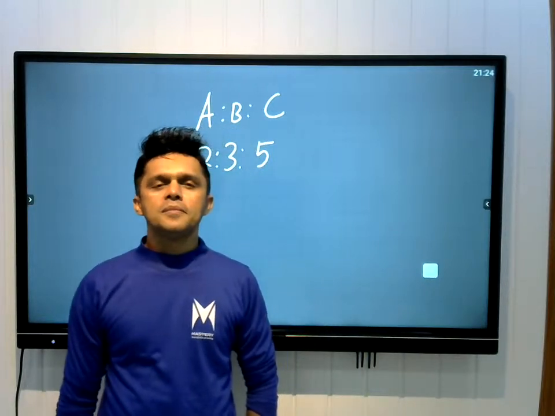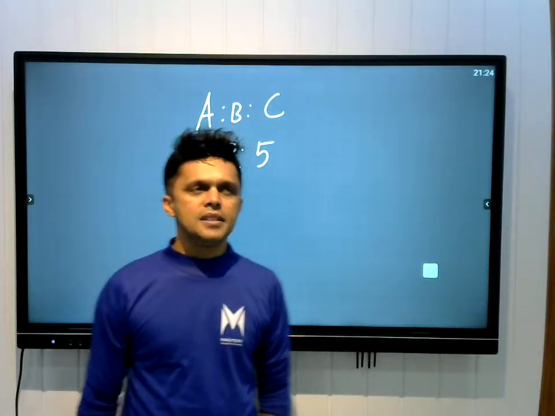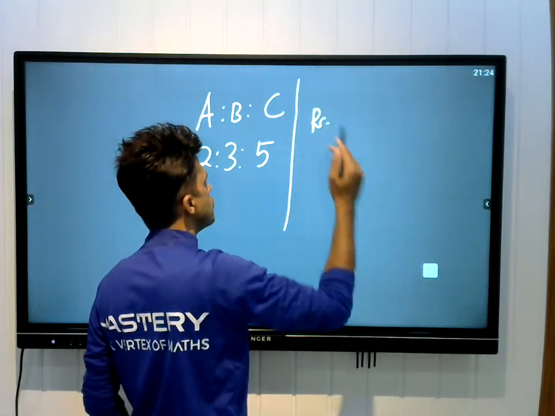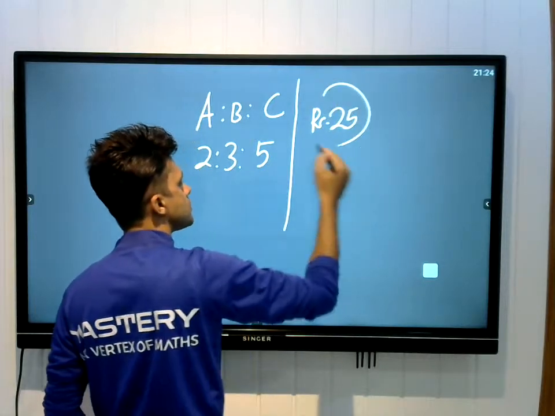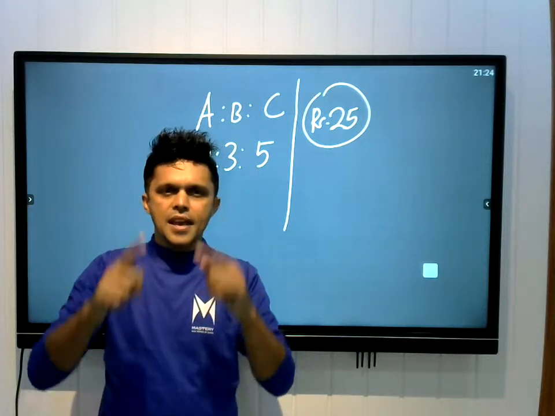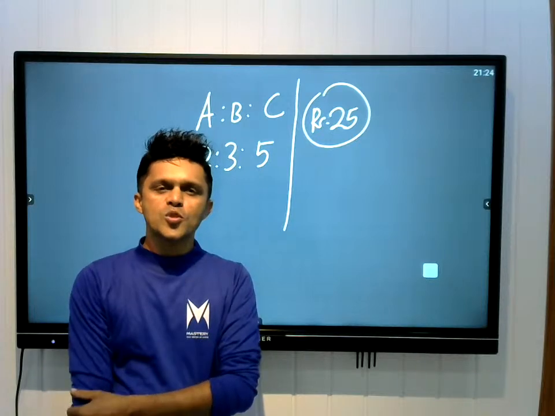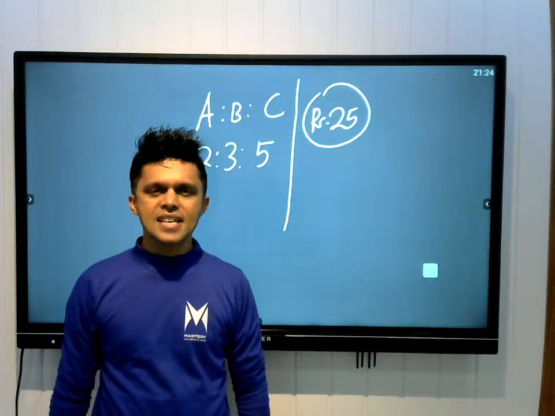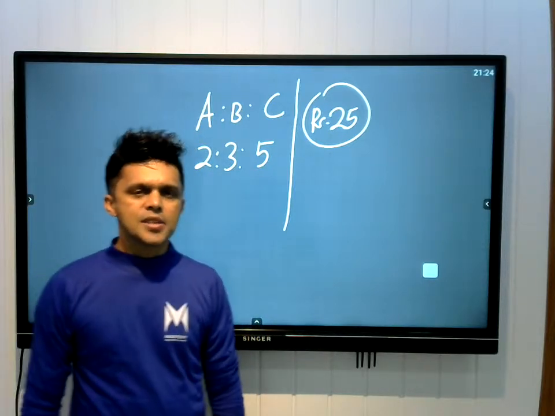Now, how can you do this? I need to give you the divided amount. I have to give you 25 rupees. 25 rupees divided among A, B, and C in the ratio 2 to 3 to 5. You have to calculate the amounts taken by A, B, and C separately.